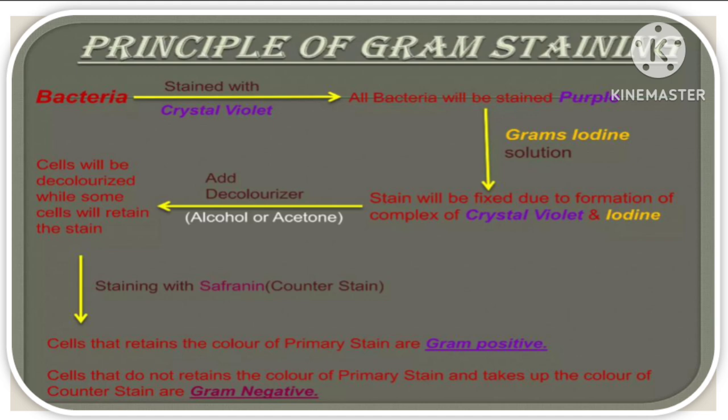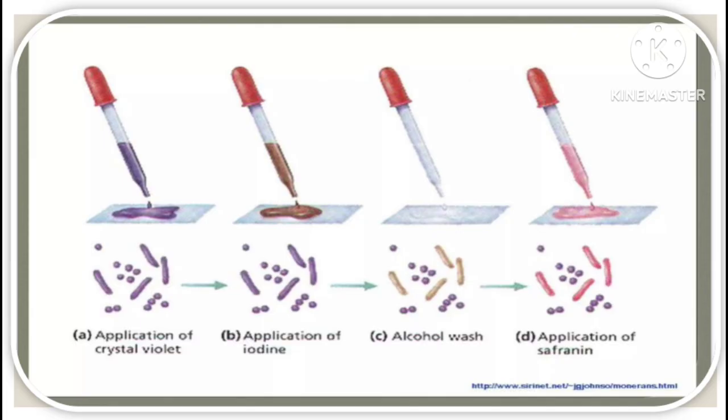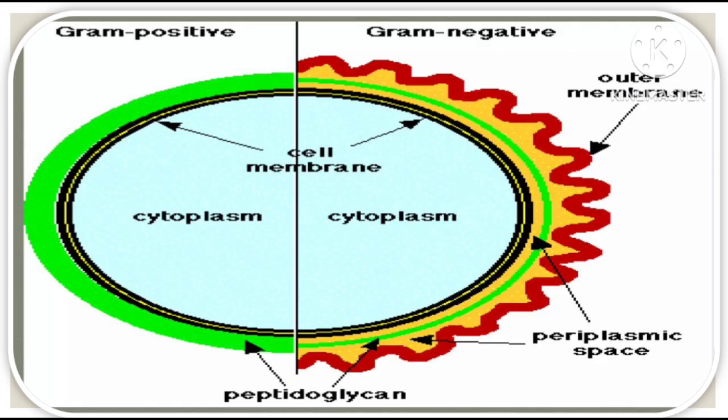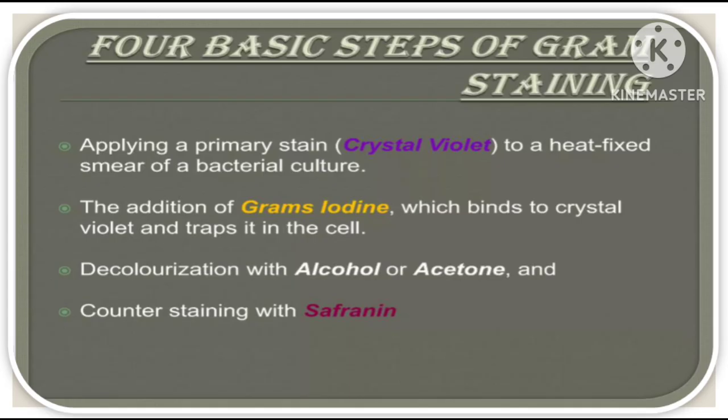Cells that retain the color of the primary stain are Gram positive. Cells that do not retain the color of the primary stain and take up the color of the counter stain are Gram negative. Gram positive cells have a smooth surface. Gram negative cells have a rough outer membrane and contain a periplasmic space.